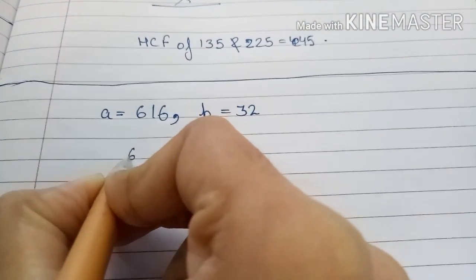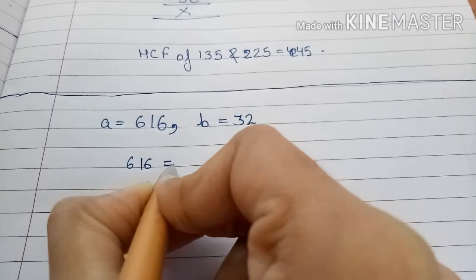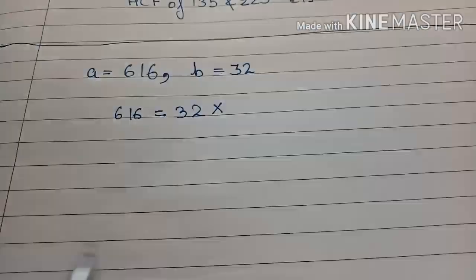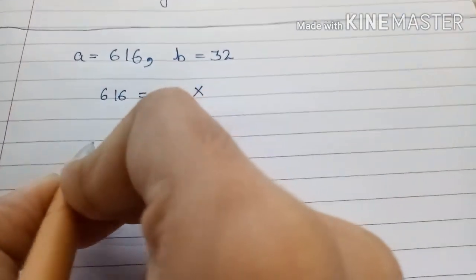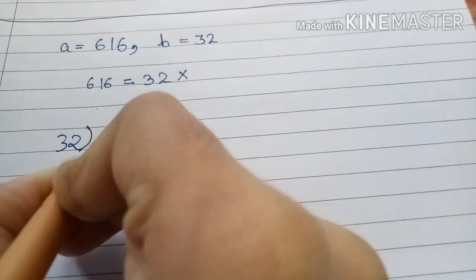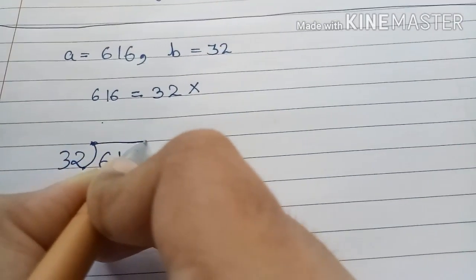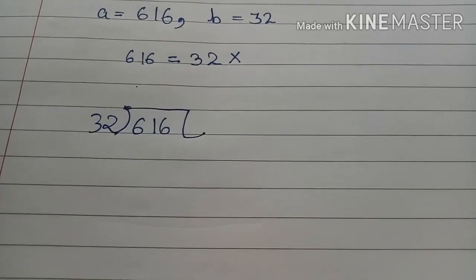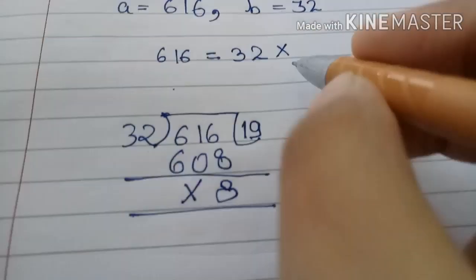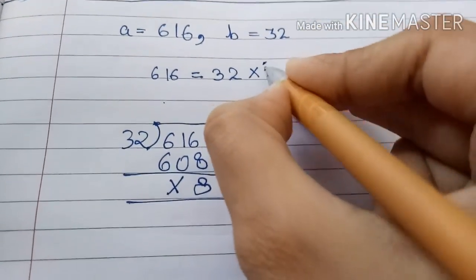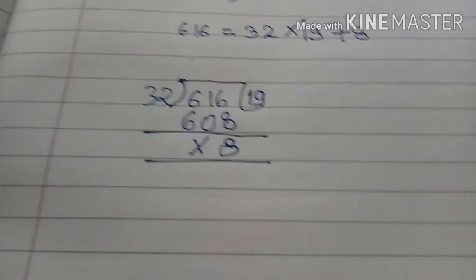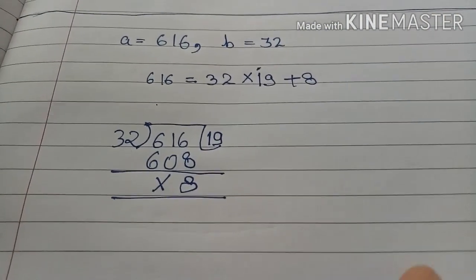So we should write like this: 616 is equals to 32 एंड जिससे मल्टीप्लाई करेंगे वो अब हम निकालेंगे इसको कैलकुलेट करके. दैट इज 32 will divide 616. Let's see what Q and R comes out. So here friends, by dividing these two we get 19 as Q and 8 as remainder. So here is the first step.